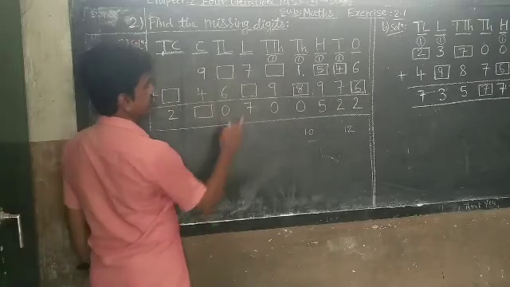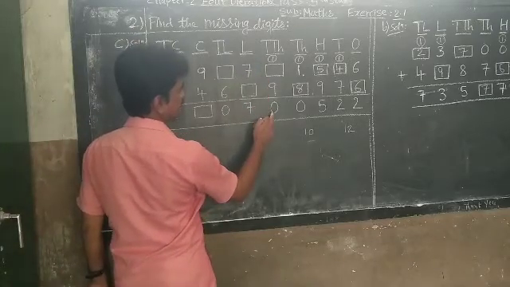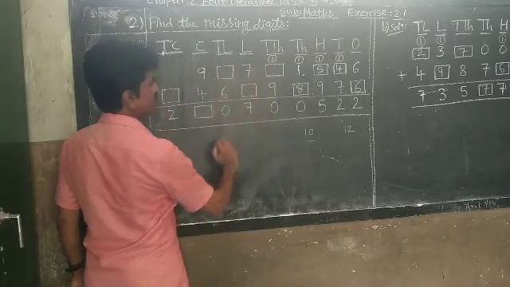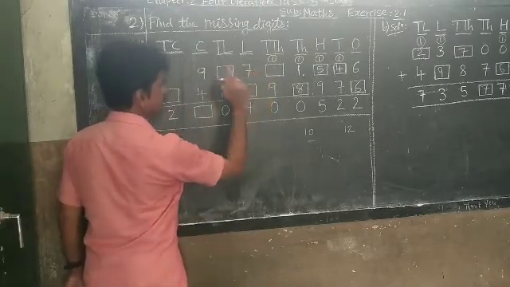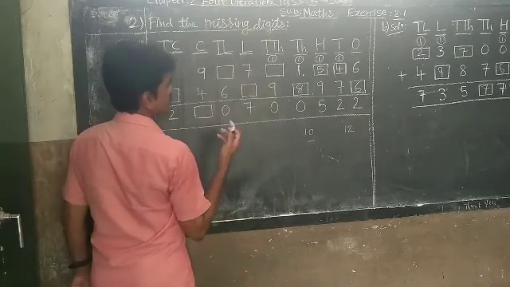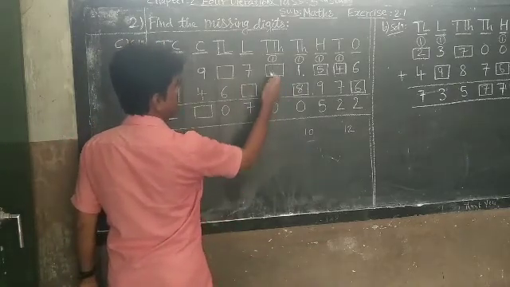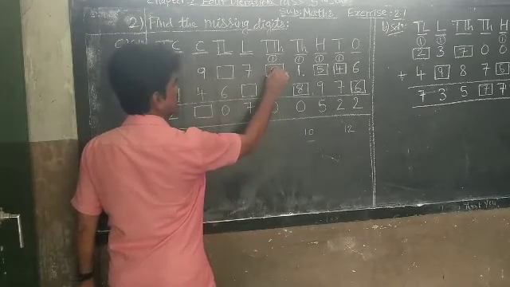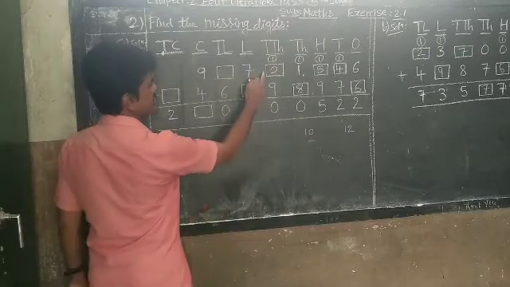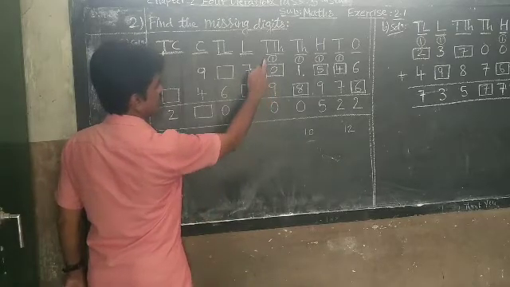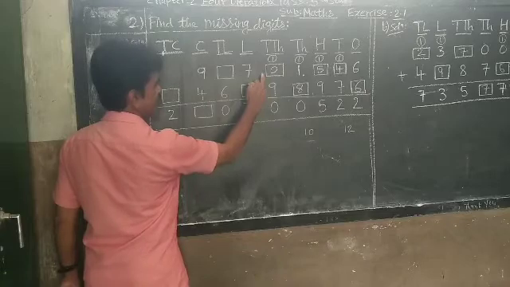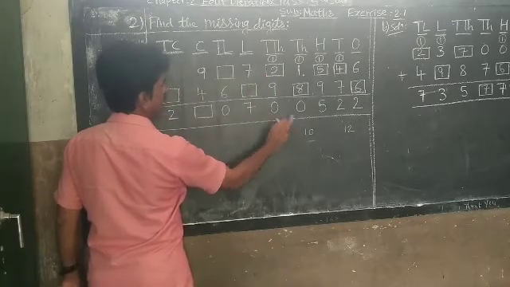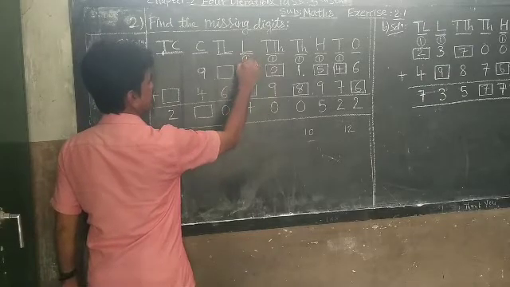Next, in the 10,000 place, what is the answer given here? 0. So 1 is already there and 9 is already there. 1 plus 9, 10. So 0 is coming here. Then what you have to write here? 0. So 1 plus 0, 1. Again 1 plus 9, 10. So 10 means this 0 here and 1 you have to carry.